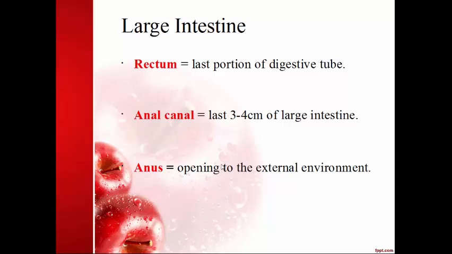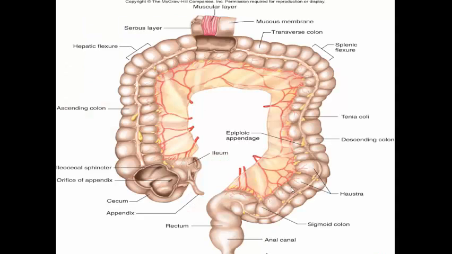Alright, the last portion of the digestive tube is the rectum. And then the last 3 to 4 centimeters of the large intestine is the anal canal. And then the opening to the external environment is the anus. Okay, so here's the large intestine all together.